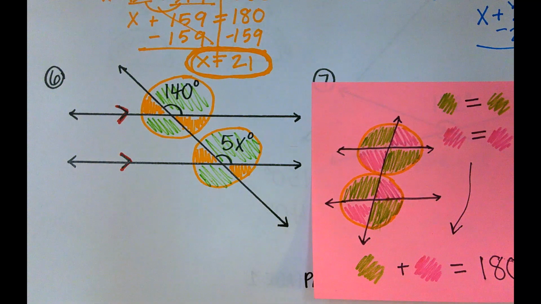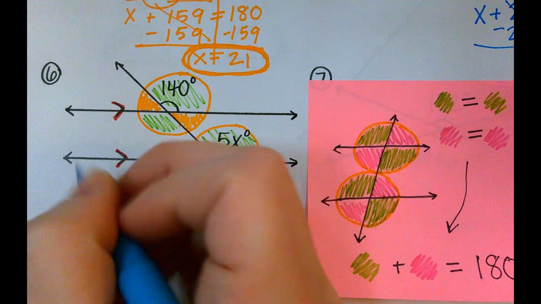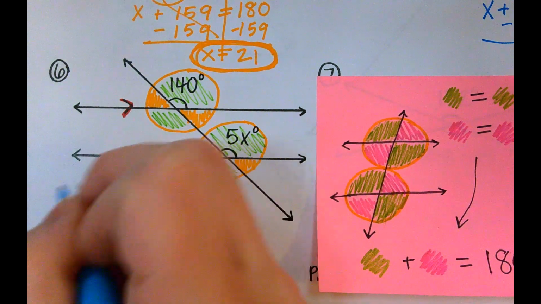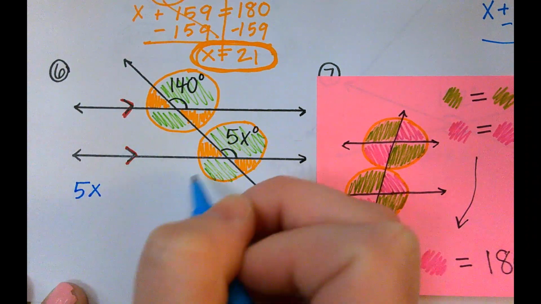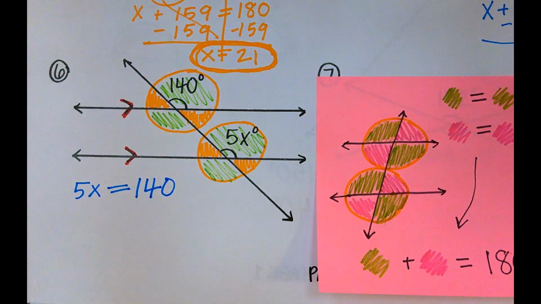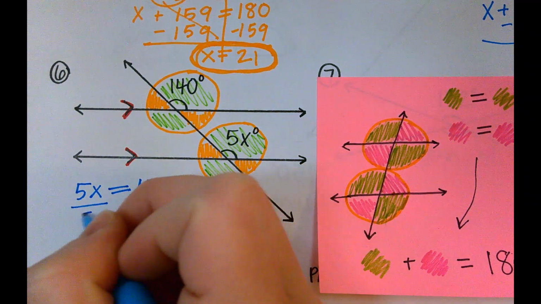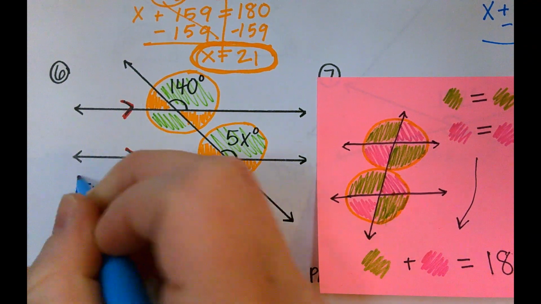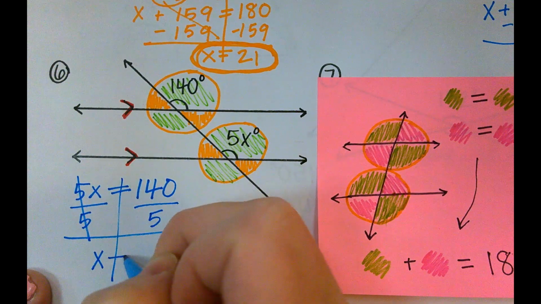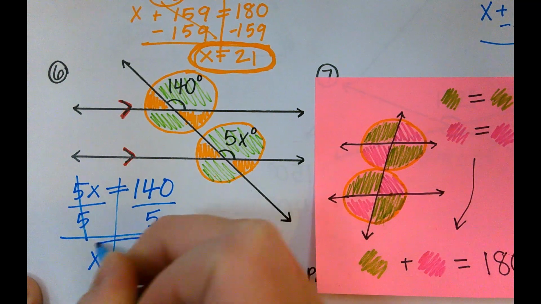Good. So we can do 140 equals 5x. You could also do 5x equals 140. Either way will work. It just depends on how you write it. You'll get the same answer. I'm going to put my x first, just because I like having my x first. So 5x equals 140. You can divide by 5 on both sides. And we get x equals 28. Good. And we're done.